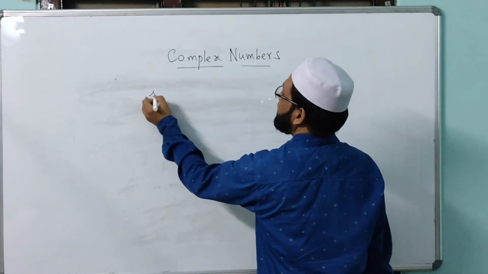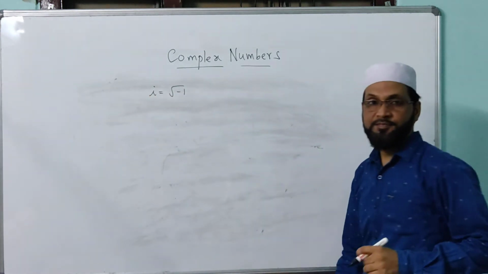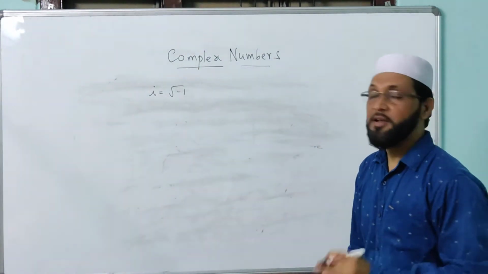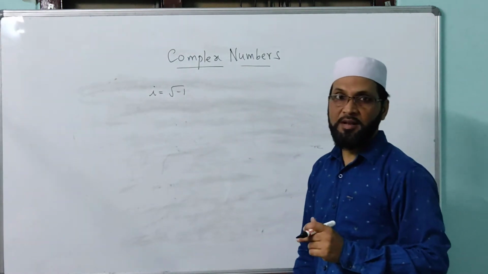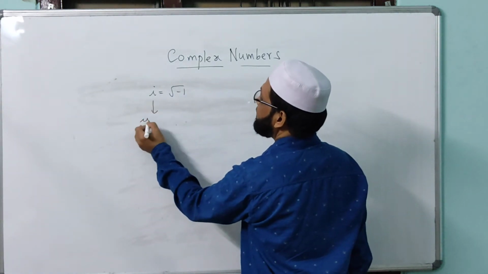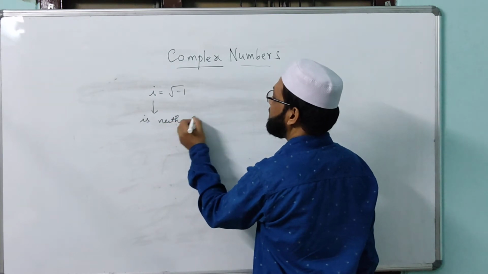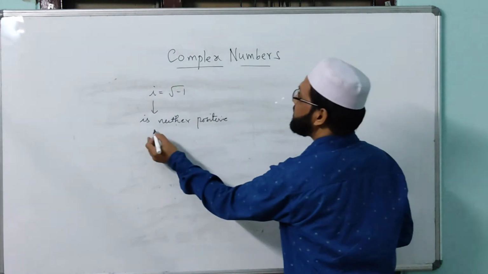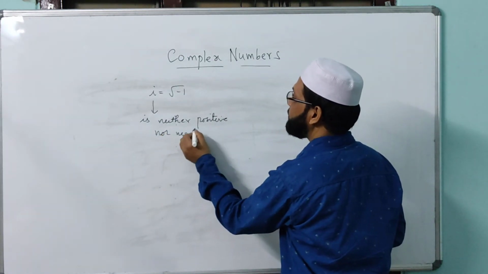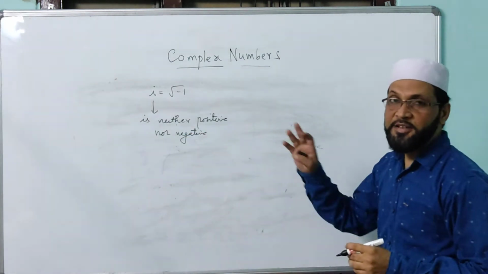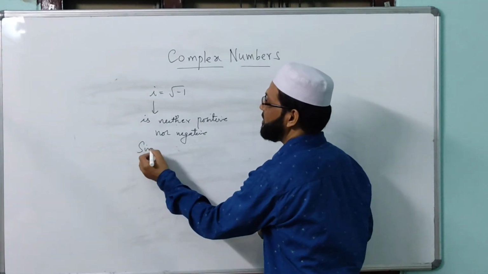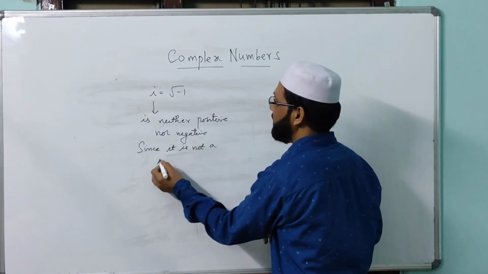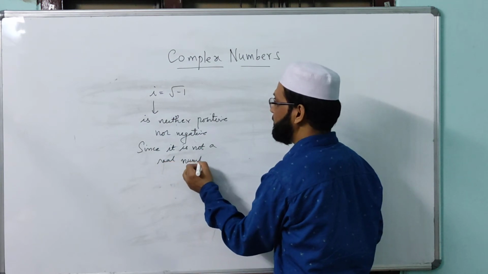What we have to remember is I is equals to root minus 1. Root minus 1 is denoted by symbol I, which stands for iota. This I is neither positive nor negative. Since it is not a real number, iota is neither positive nor negative. It is a non-real number.